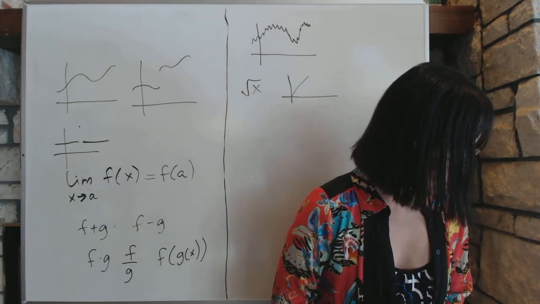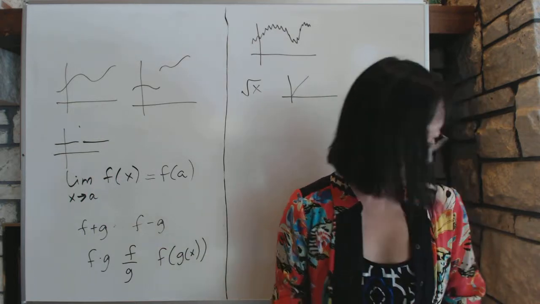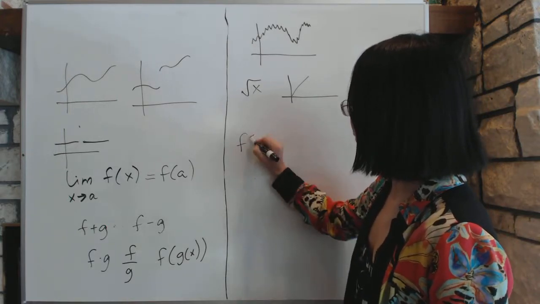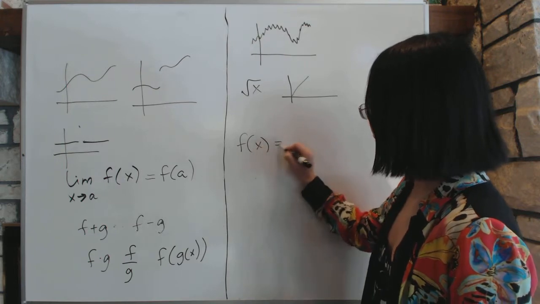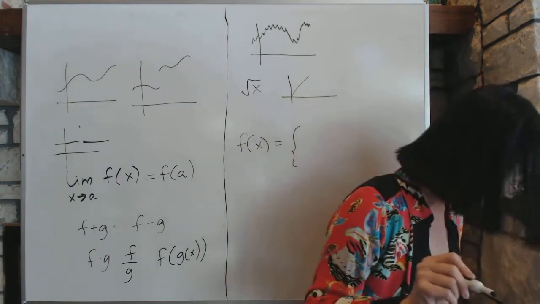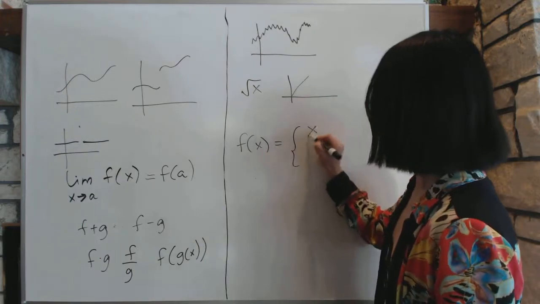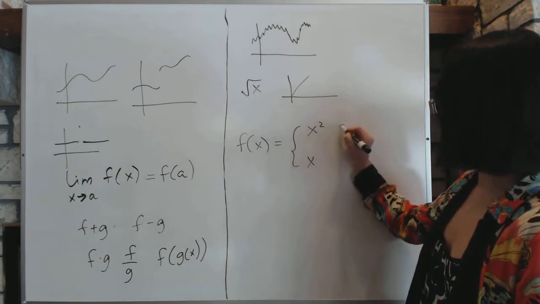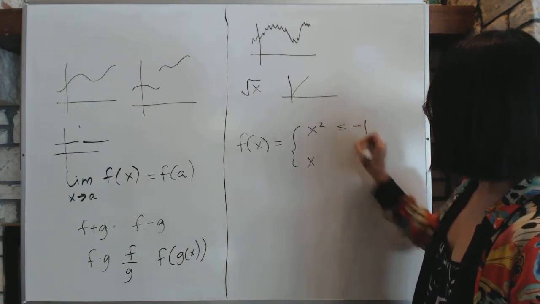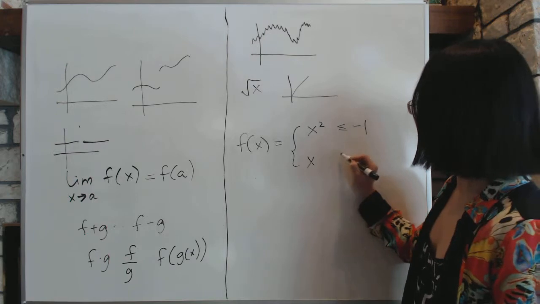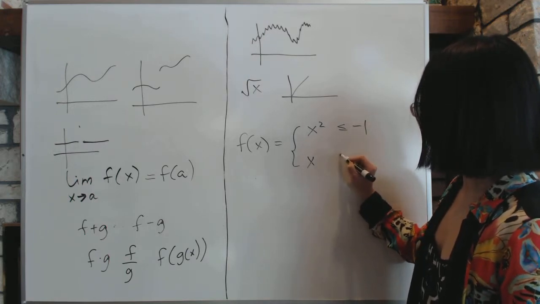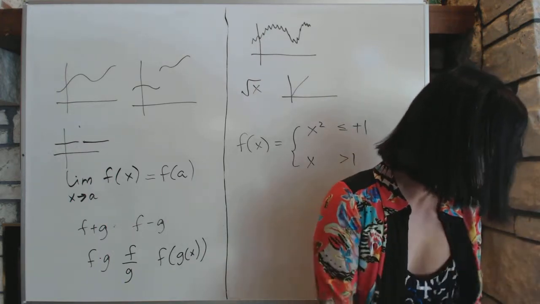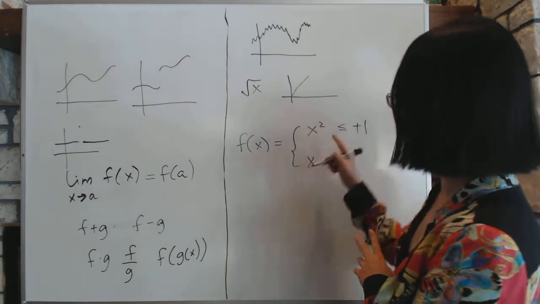Let's look at a very, very simple function that is continuous. We're supposed to show that it's continuous. Suppose f of x is equal to x squared when x is less than or equal to 1, and equal to x when x is bigger than 1. So now, is f continuous at 1?